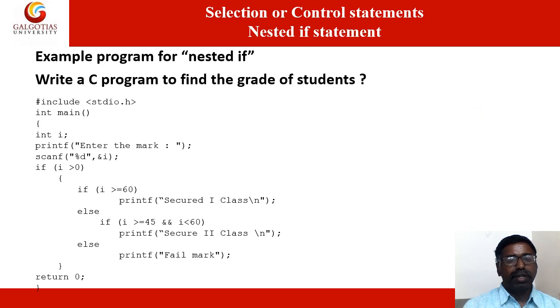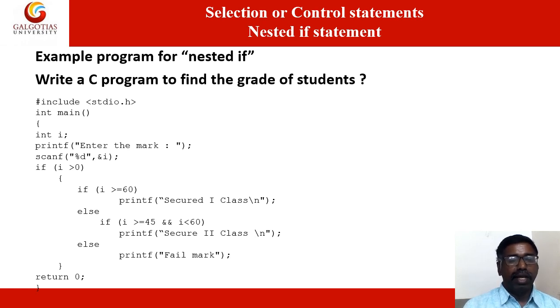An example of nested if is given. Write a C program to find the grade of students. So here you are going to find out the grade of a student by using nested if. The user is asked to enter a mark. The user is entering some marks, and it is going to be stored in the integer variable I. If I is greater than 0, then we are going to start execution. The true part of that first if statement targets another if statement.